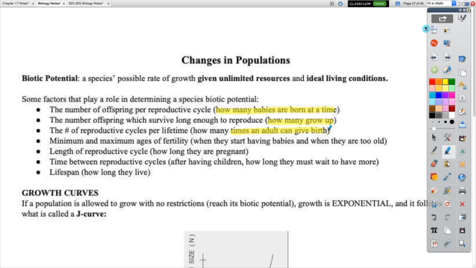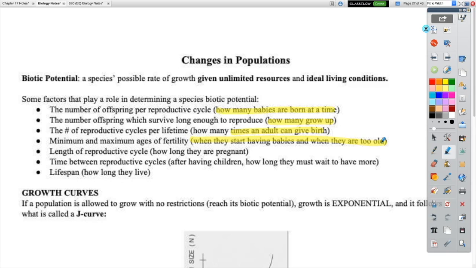Minimum and maximum ages of fertility, so when they can start having babies and when they get too old. So if you grow up pretty quick and within a year of being born, you're able to have your own children, well, then your population can grow pretty quickly, right? If you are able to have children for a long time, then you can keep making babies your whole life, right? Humans are not really like this. Humans have to wait a long time till they can have babies, and then they're alive for a long time after they stop being able to produce offspring, right? But again, this is another factor that would let you grow your population quickly if you had everything you needed to.